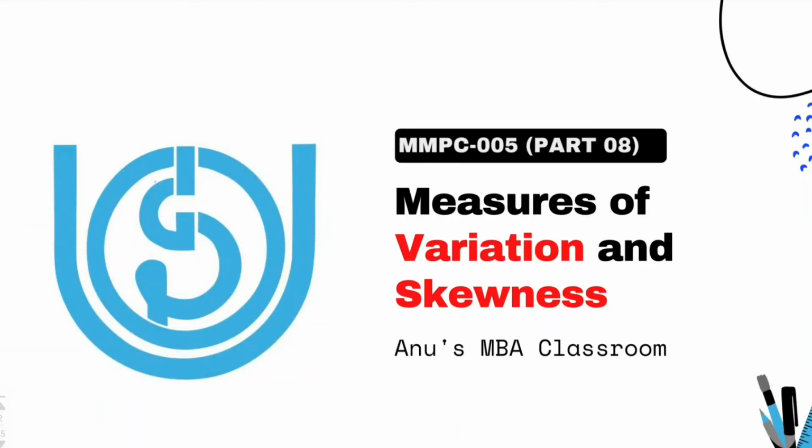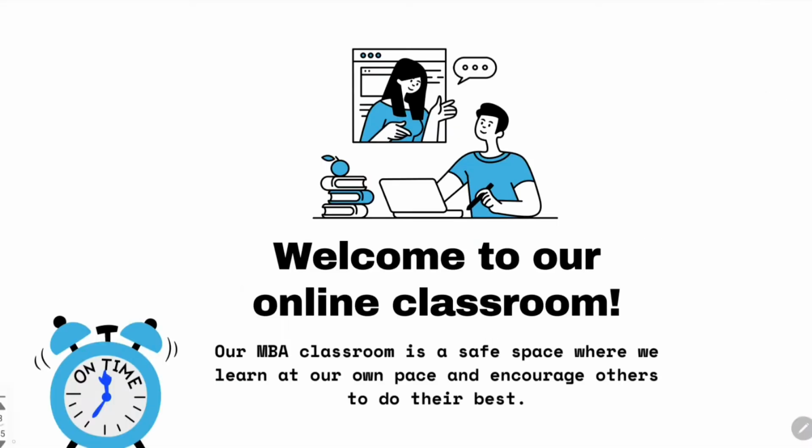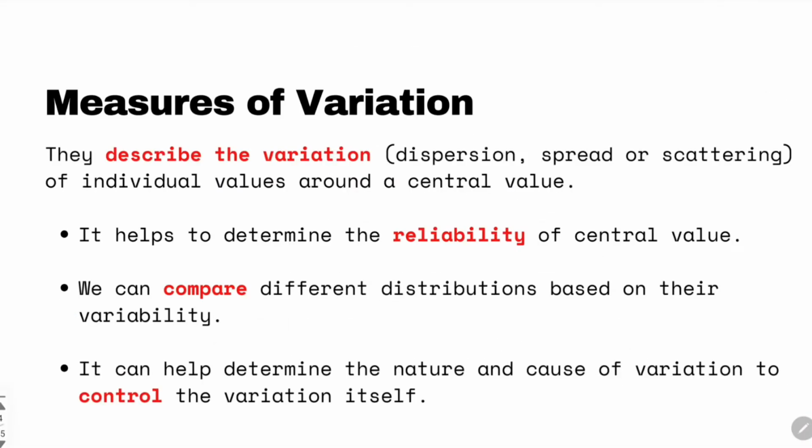So today we are talking about the measures of variation and skewness. This is the last block unit in the first block of MMPC 4. So let us get started. We'll talk about measures of variation first.